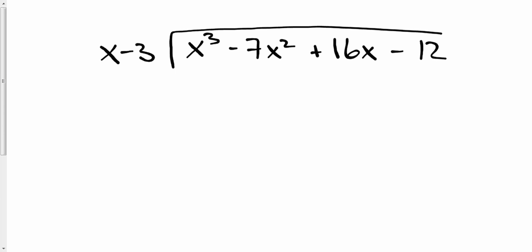Now I take that x squared and I multiply it by this whole x minus 3. So x squared times x.